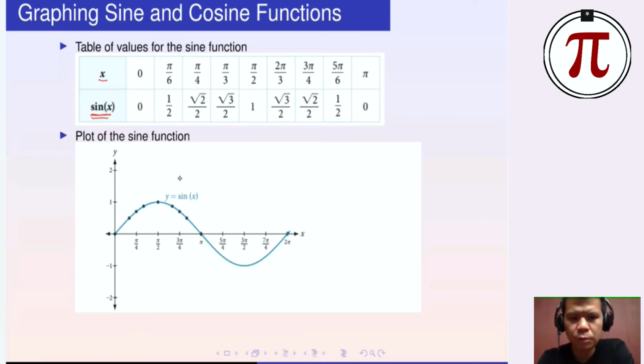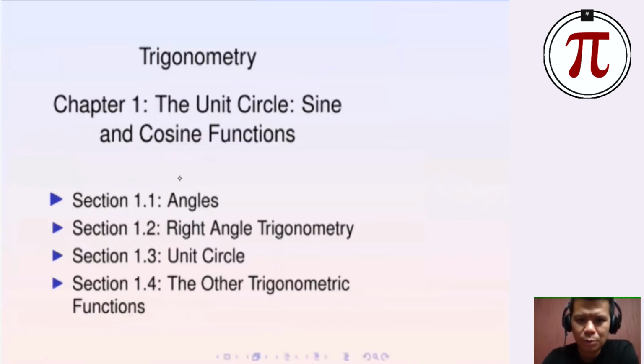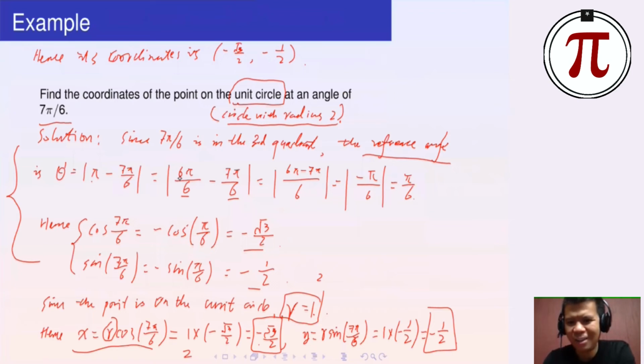So between 0 and pi, we have 0, pi/6, and so on. These are the special values of special angles. Sine of 0 is 0. Sine of pi/6 is 1/2. Sine of pi/4 is square root of 2 over 2. Sine of pi/3 is this. Sine of pi/2 is 1. We know how to find all these special angles from chapter 1, if you remember. We have the unit circle, so let me just go back to this one.